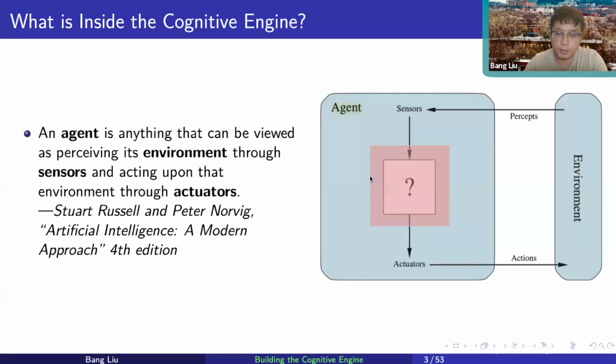The mysterious part is this question mark, right? We call it the cognitive engine. So how exactly can we construct it? What kind of architecture should it have? This is what we are quite interested in.